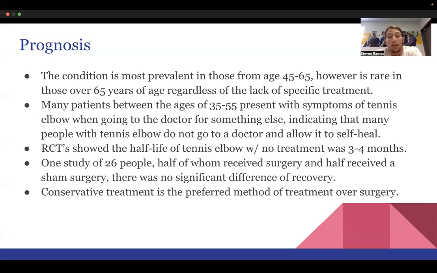One study that was conducted, it was only 26 people, so it's a little underpowered, but half received surgery and half received a sham surgery. So they basically just got a cut and got stitched back up, and no one knew who got surgery and who didn't. And there was no significant difference in the recovery between the 26 people. So based on the studies that I looked at, conservative treatment is the preferred method of treatment over surgery.